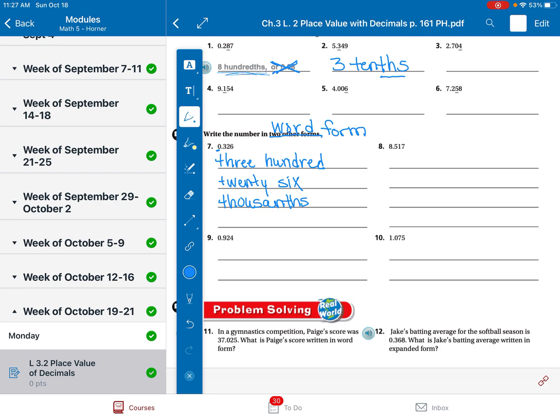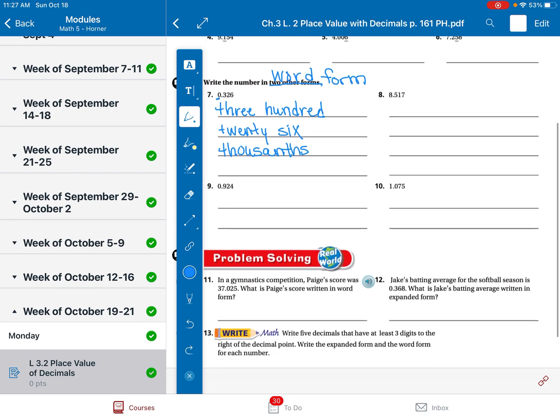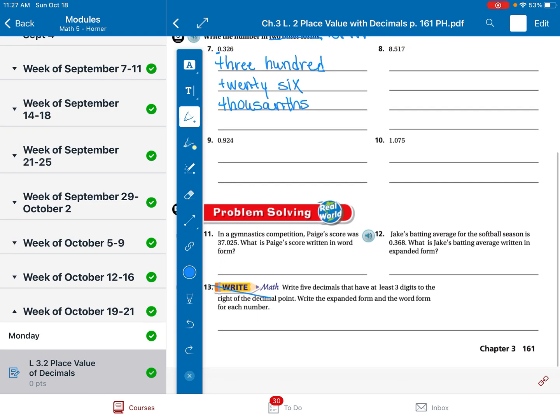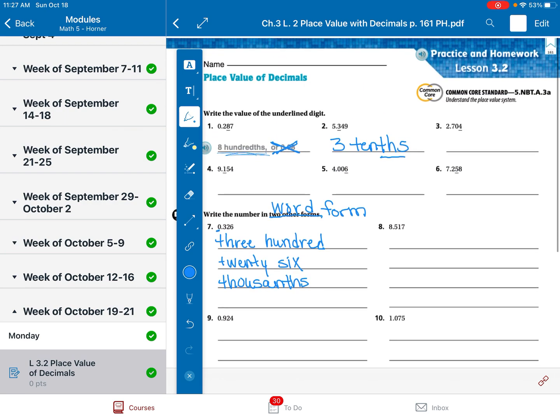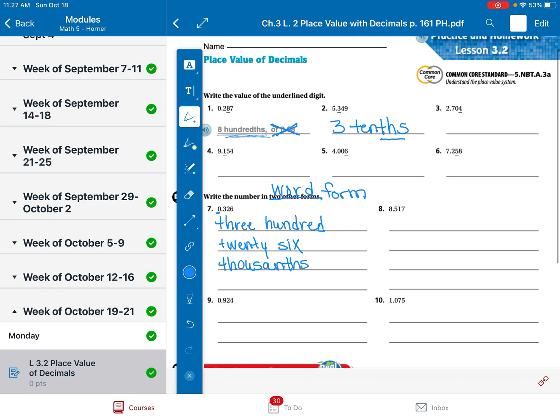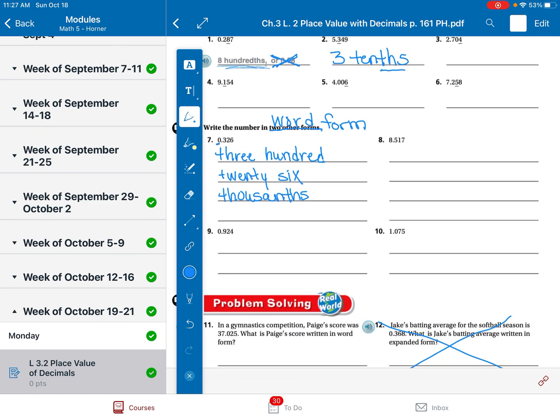So finish the rest of those, and then you may cross out number 13. We are not doing number 13. And then you can cross out number 12. We are not doing number 12. So that is your assignment for this first lesson on decimals. If you have any questions, definitely let me know.